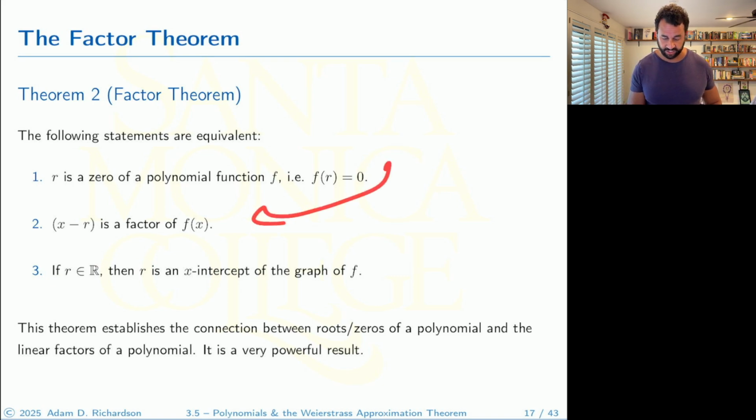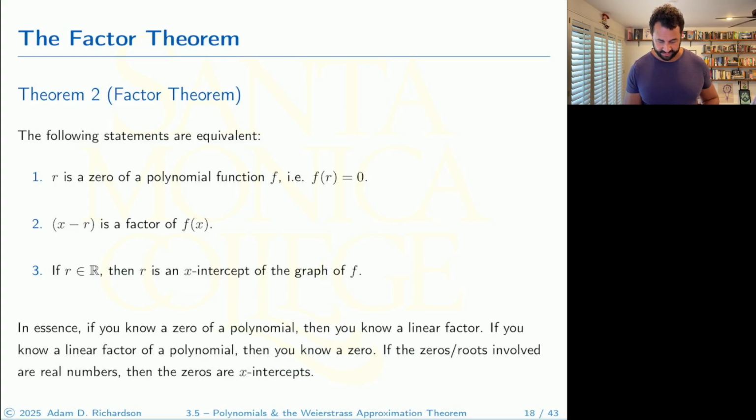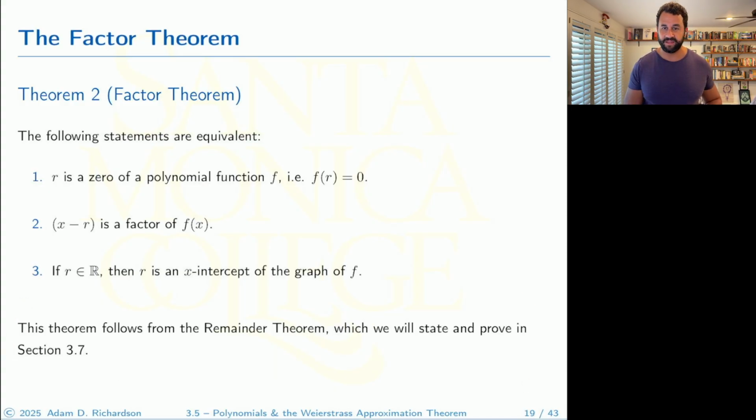So there's a relationship between the factors of a polynomial and the zeros of the polynomial. And if those zeros are real, then you get x-intercepts. That's what's so amazing about this. This is basically what I'm just saying right here. Pretty much the same thing.